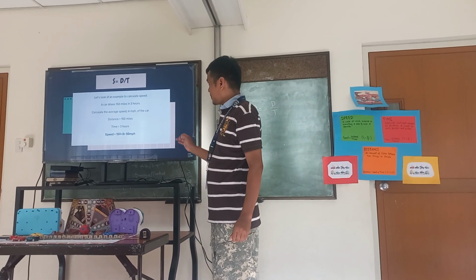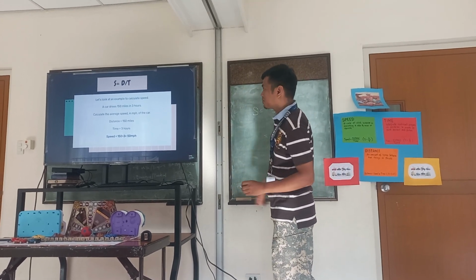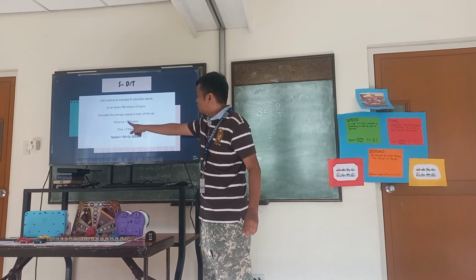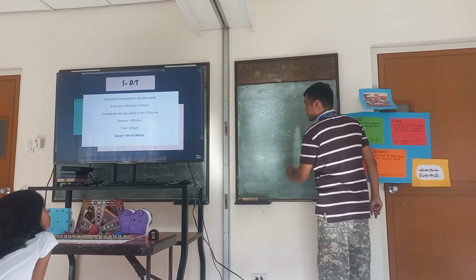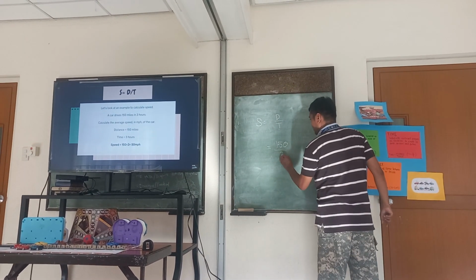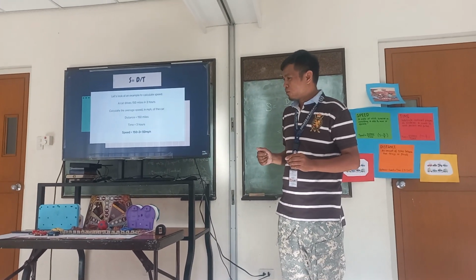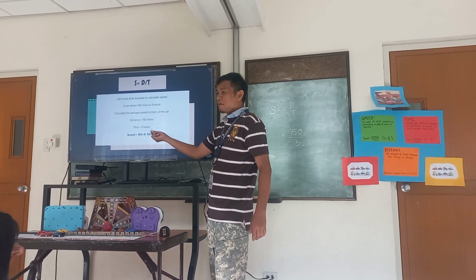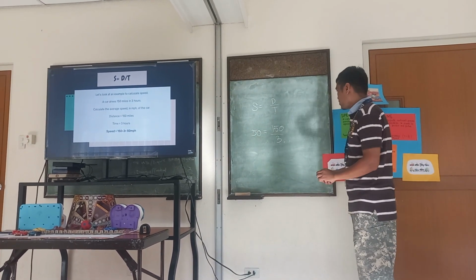Here's the question. Look at the examples to calculate speed. A car drives 150 miles, halimbawa, 150 miles in 3 hours. Okay? So, we will get the distance. Ito yung distance, yung 150 miles. Start natin dito: 150 divided by time, 3 hours. So, 150 divided by 3. What is the answer? Makita natin, 150 divided by 3 equals 50. Ito na siya, 50 miles per hour.